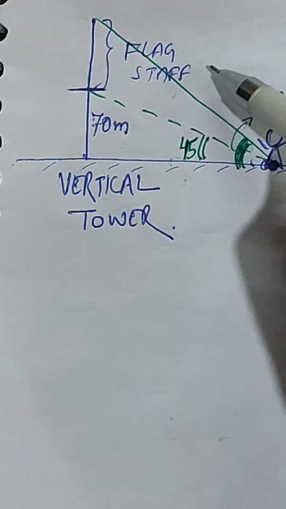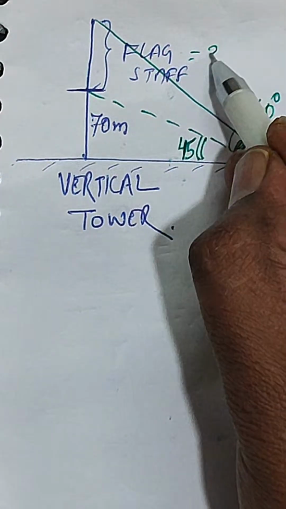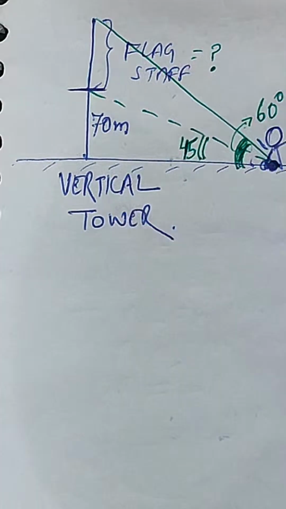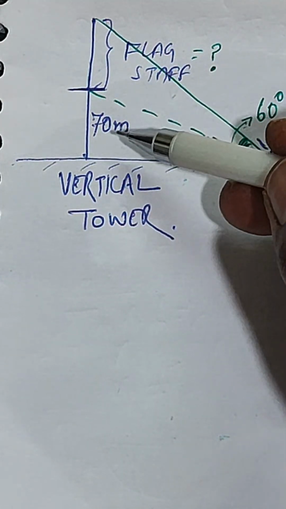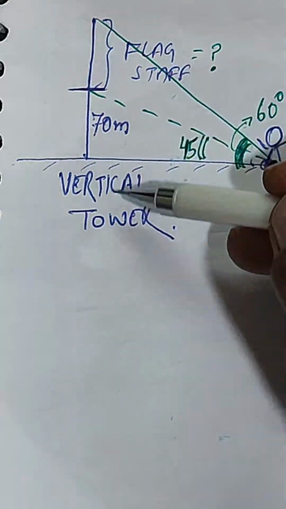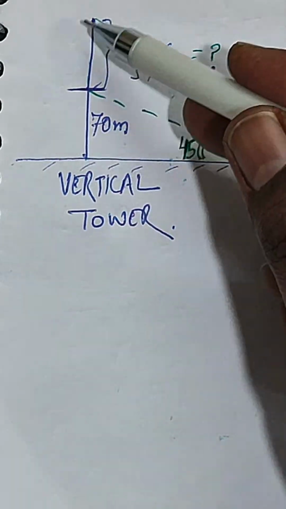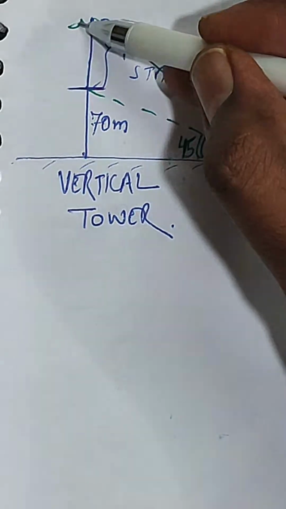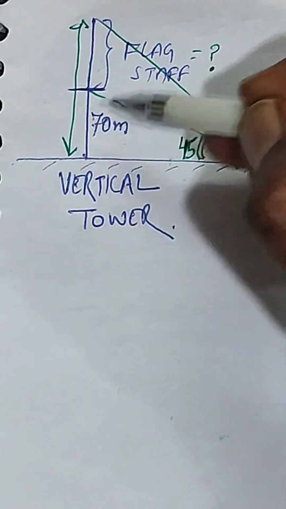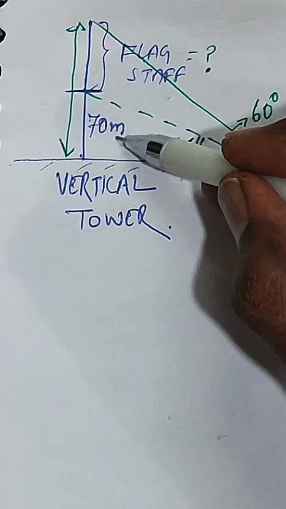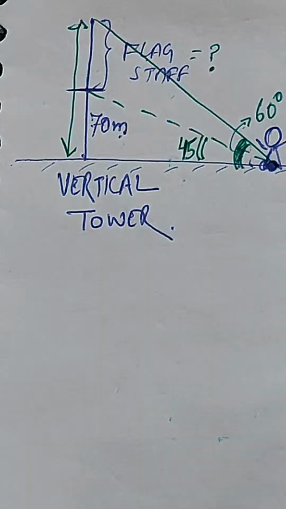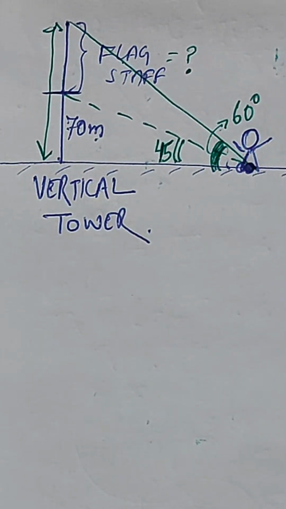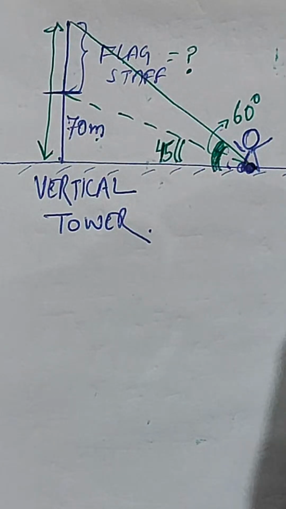That means the height of the flag staff needs to be found, and the height of the tower. Definitely, my dear students, if the height of the tower is the entire height, right, then if you add 70 meters to the height of the flag staff, you will get the height of the tower, isn't it? Now, anyway, let us solve it.